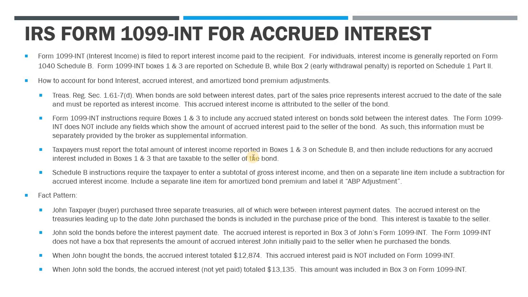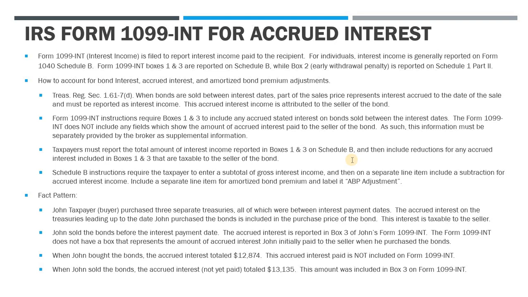So how do we report these adjustments? The total amount of interest in boxes 1 and 3 has to be reported on your Schedule B, and that's fine. Then it's separately stated, we have adjustments for any accrued interest paid if we're buying bonds between the payment dates. There are also instructions for how we treat bond amortization. If you have bond premium amortization, it can also be listed as a reduction on Schedule B as an ABP adjustment. We'll look at that when we get to the Schedule B too.